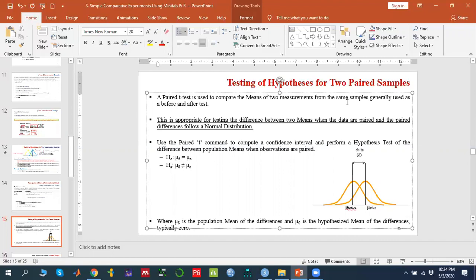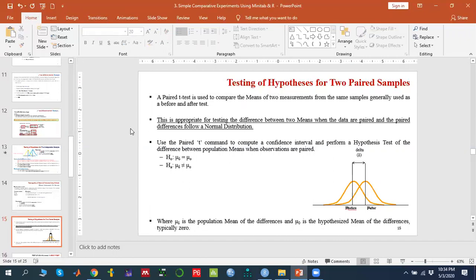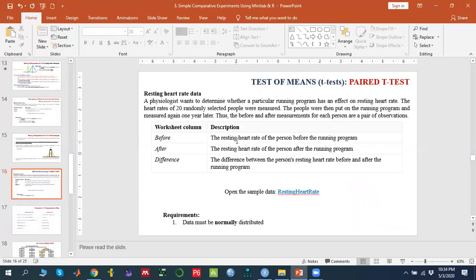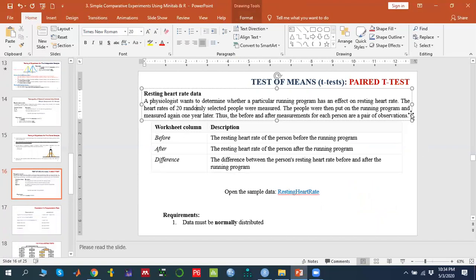So whenever you have paired data, before and after data, then we can apply the two sample paired t-test, right? For example, in this example where I am going to apply the paired t-test, a psychologist wants to determine whether a particular running program has an effect on the resting heart rate. So they want to check the effect of the running program.